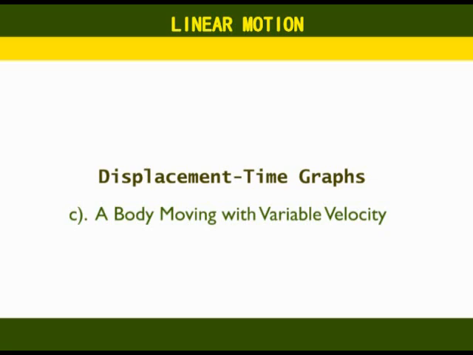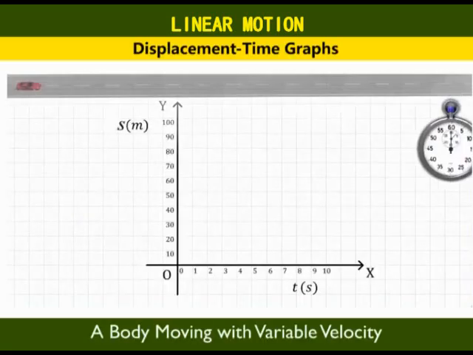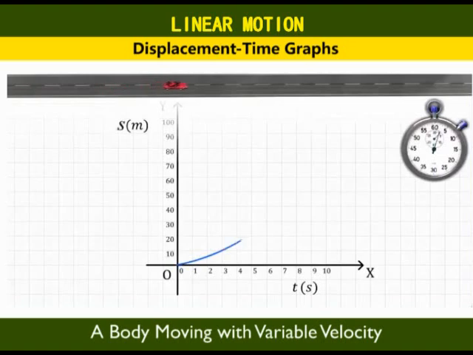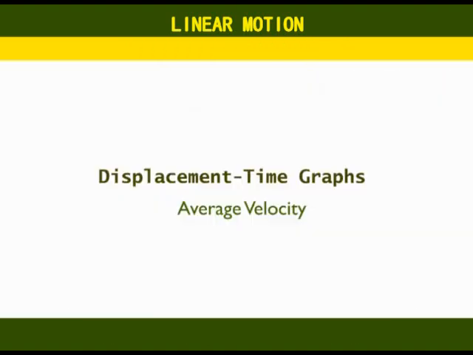Third case, a body moving with variable velocity. Just like in the distance time graph, the body starts from rest and travels through a distance s meters in time t seconds. The displacement varies over equal time intervals. The graph is a smooth curve. This curve represents a situation in which the velocity increases with time. In other words, the body is accelerating. From this graph, we can calculate two components of velocity: average velocity and instantaneous velocity. We start with average velocity.